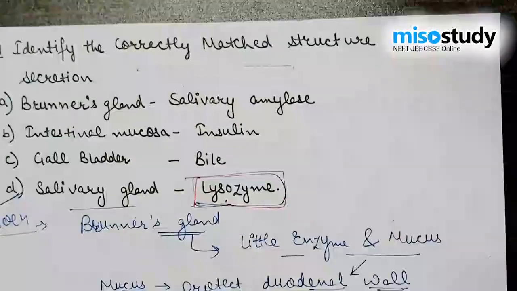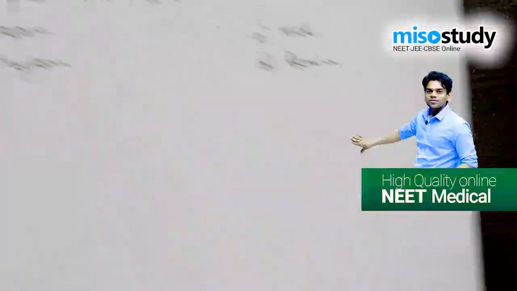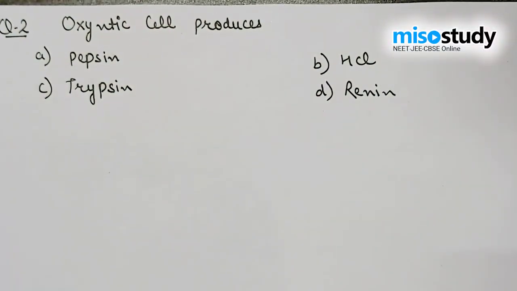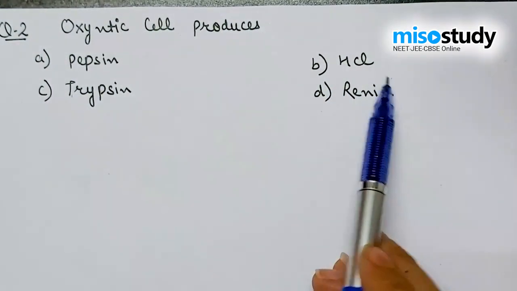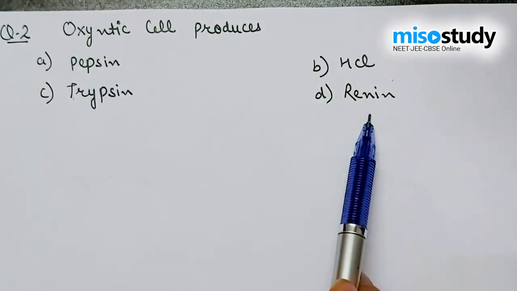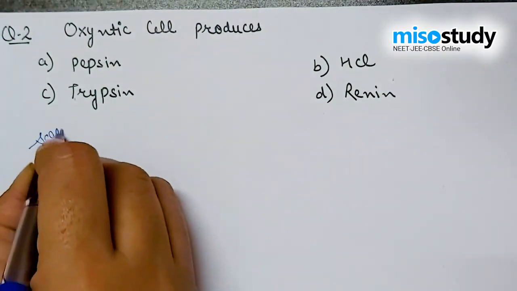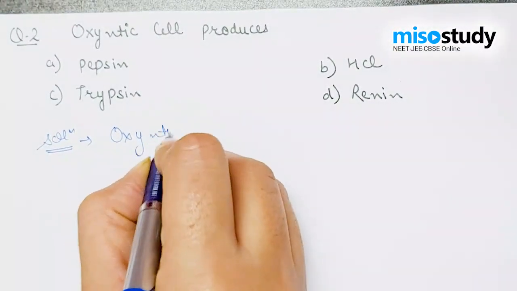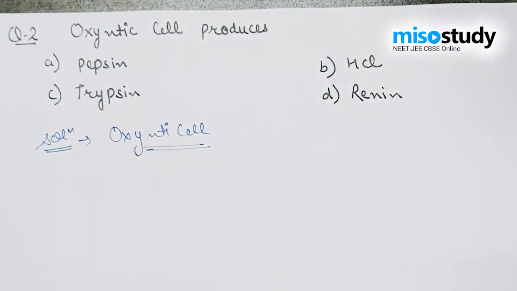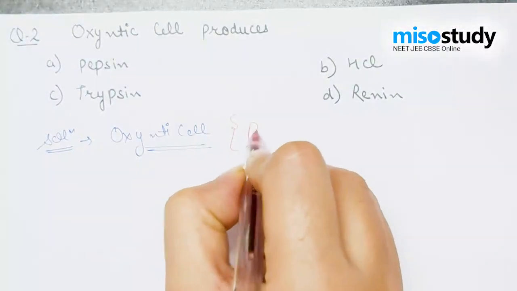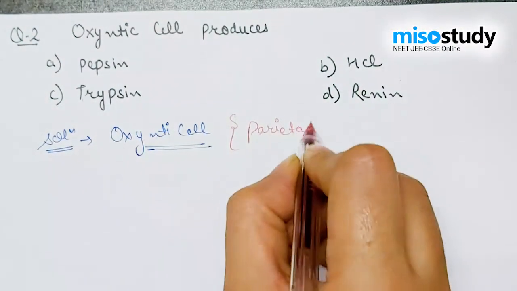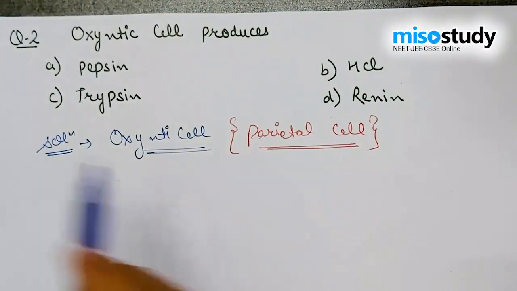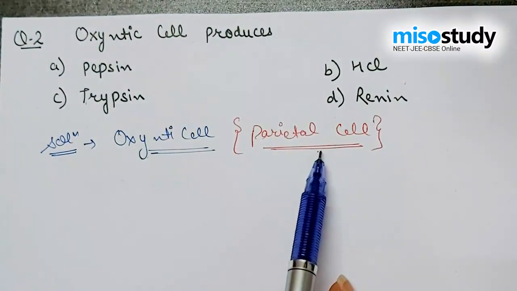Let's discuss the next question. Oxyntic cell produces A. Pepsin, B. HCl, C. Trypsin, D. Renin. Oxyntic cells are also known as parietal cells. So in NEET, the question is asked from either name, oxyntic or parietal cells.